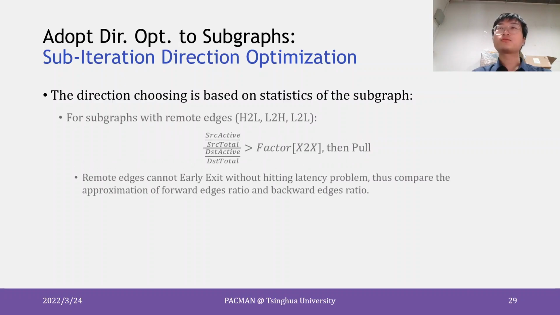Instead, for those subgraphs with remote edges, we use the source active ratio to estimate the percentage of forward edges to be fired as network messages, and the destination active ratio for backward edges. Comparing the two ratios, we can have an approximation of which side will introduce less communication. We choose the economic side as the iteration direction to use.